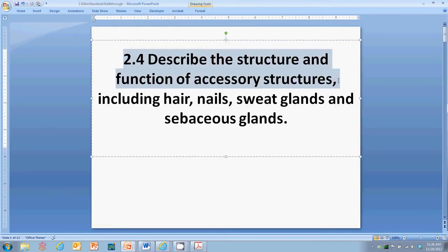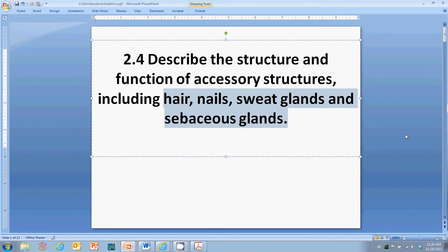Describe the structure and function of accessory structures, including hair, nails, sweat glands, and sebaceous glands.